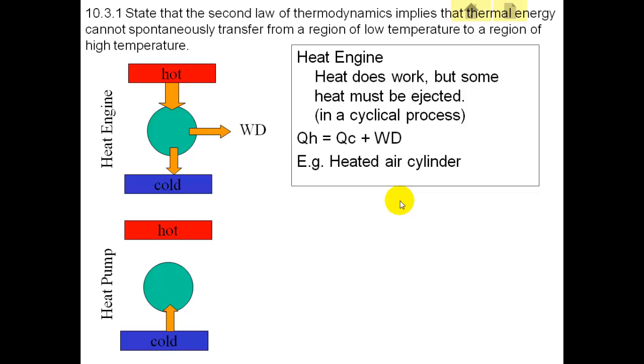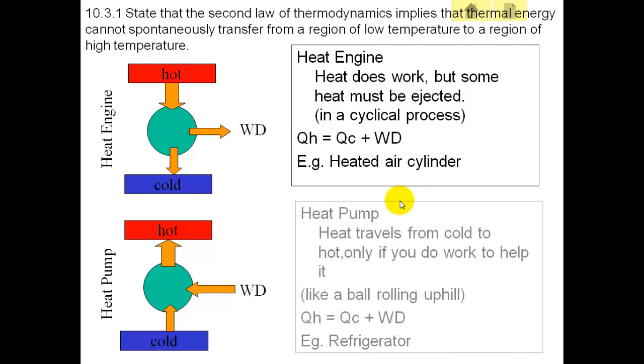Likewise, a heat pump, to get the thermal energy to go from cold to hot, doesn't go there by itself. This is a violation of the second law of thermodynamics. We have to do work, and we can make that happen. So we have to push it uphill to the hot source. So a heat pump, heat travels from cold to hot, but only if you do work to help it. It's a bit like making a board roll uphill. It doesn't roll uphill by itself. You have to do work to push it uphill.